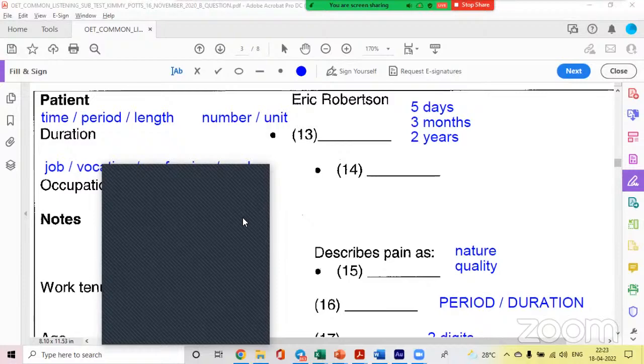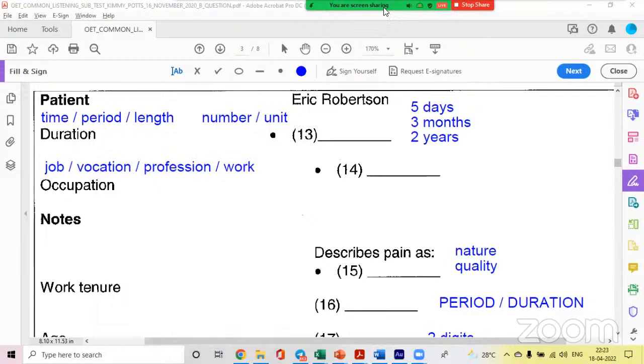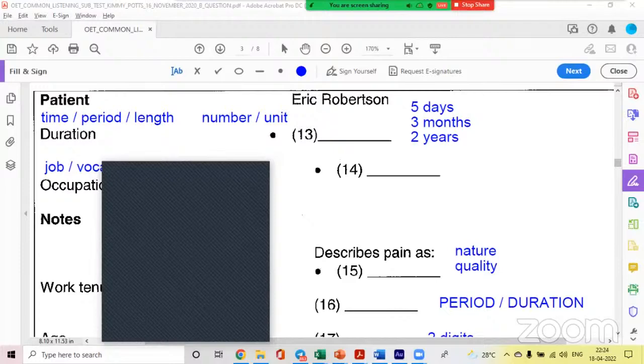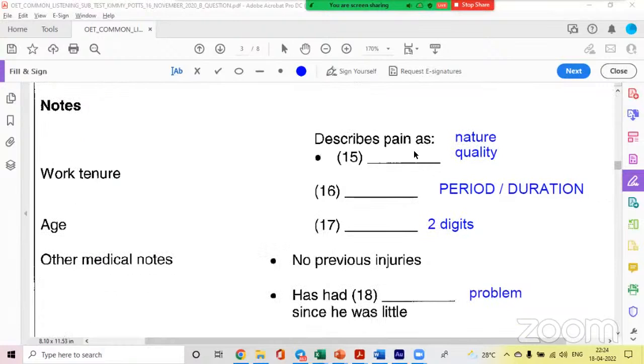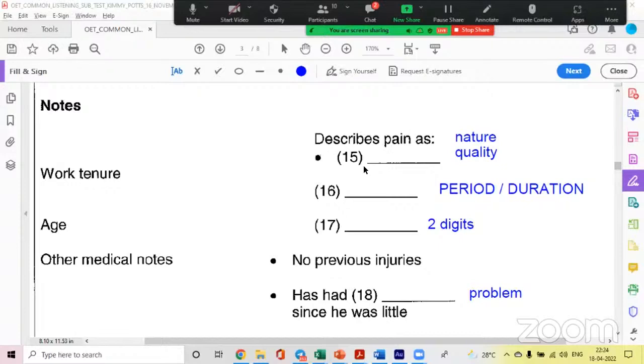Okay, next one. Question number 15. Describes pain as, what type of pain is it? Stationary, severe burning, severe tingling, pricking, dull.